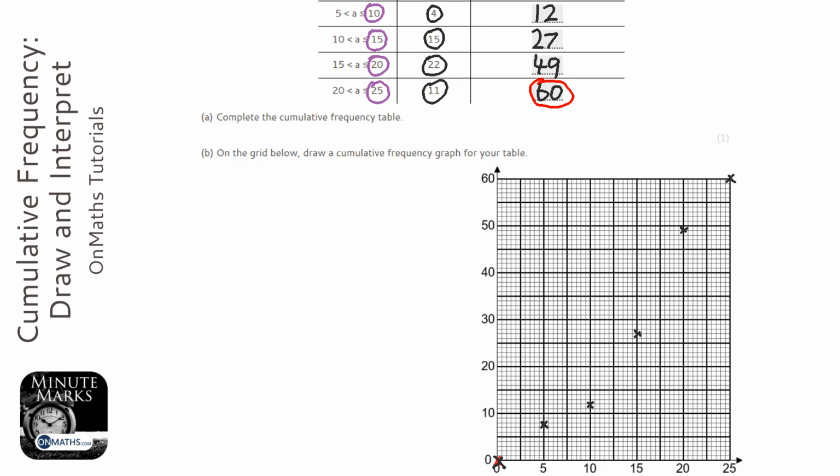Now that's not completed yet. What you need to do is draw a curve going through that. Now most exams don't mind you joining them up with straight lines, but on a few of the exams you must use a curve. Now the important thing with the curve is it goes through all the points.